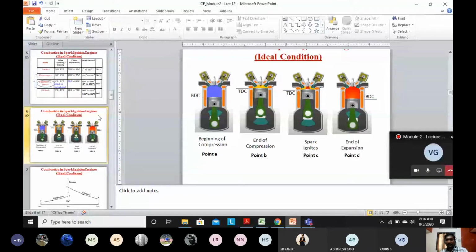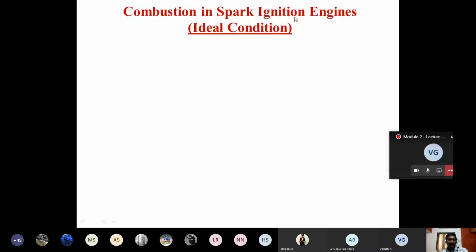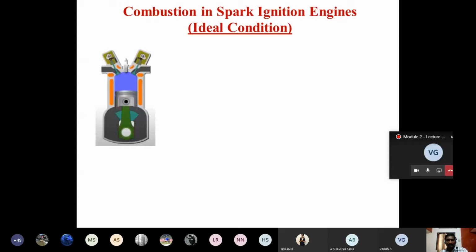So coming to the combustion in SI engine, let us start with the ideal condition, right? Listen carefully, step by step I am going to discuss. This is for ideal condition, not the actual condition. Theoretically we are going to discuss. So now I have told you that we are going to concentrate only on the two strokes, compression stroke and expansion stroke. For analyzing the combustion in the IC engine, we are going to consider mainly the compression stroke and the expansion stroke. These two strokes we are going to consider.